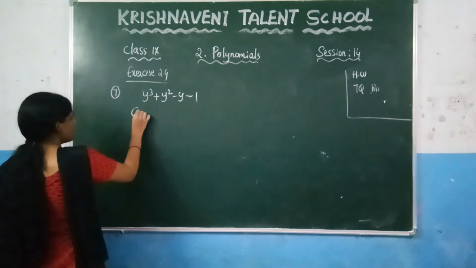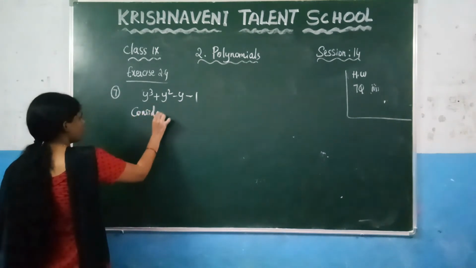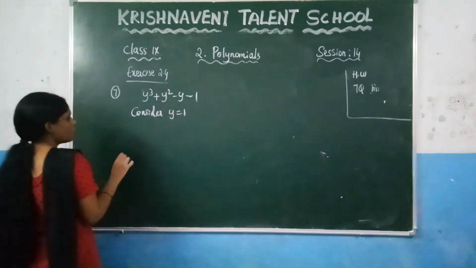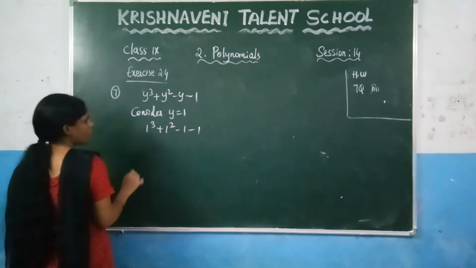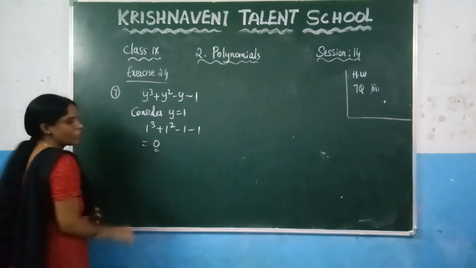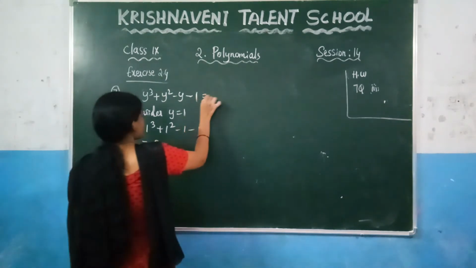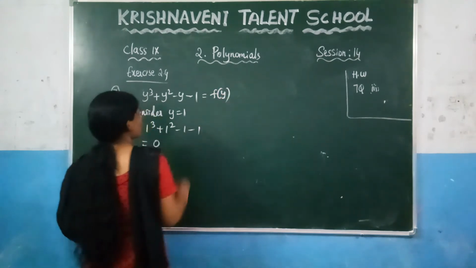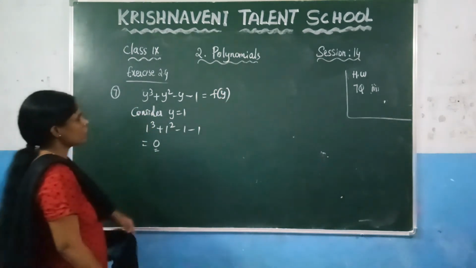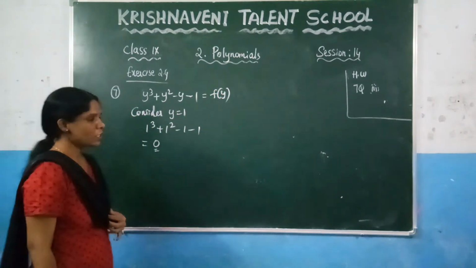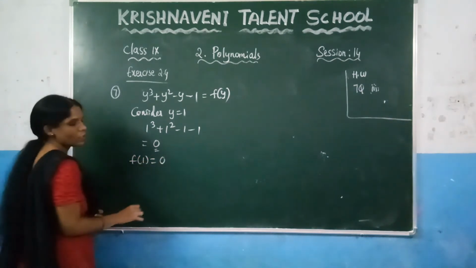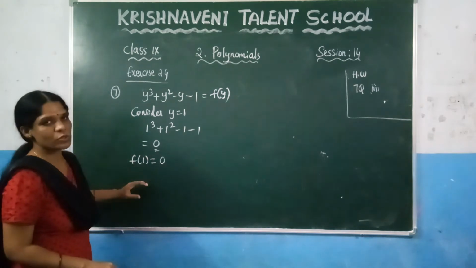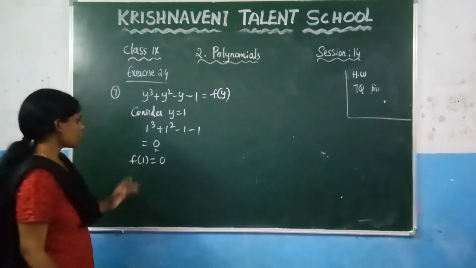So here consider y is equal to 1. If you keep it here, 1 cube plus 1 square minus 1, you will get this value as 0. So let us take this polynomial as f of y, because here it consists of the variable y. So here we got f of 1 is equal to 0. In place of y we have substituted 1, so that we got the result as 0.